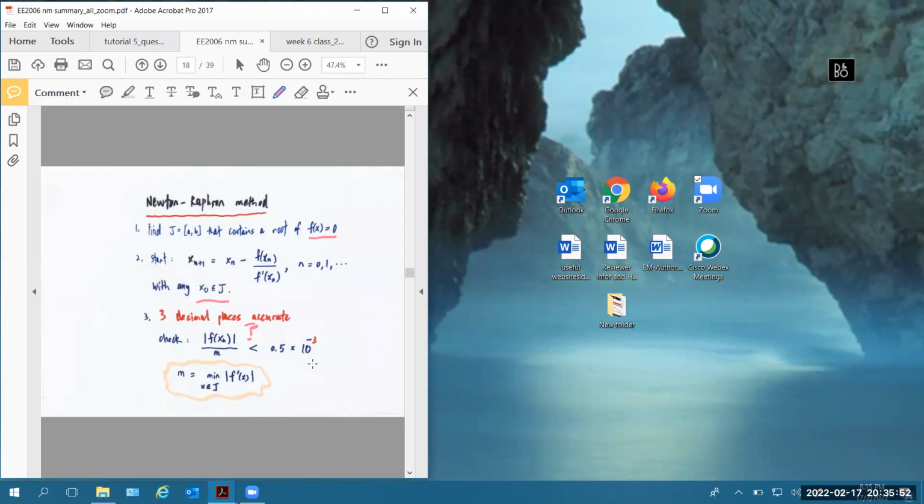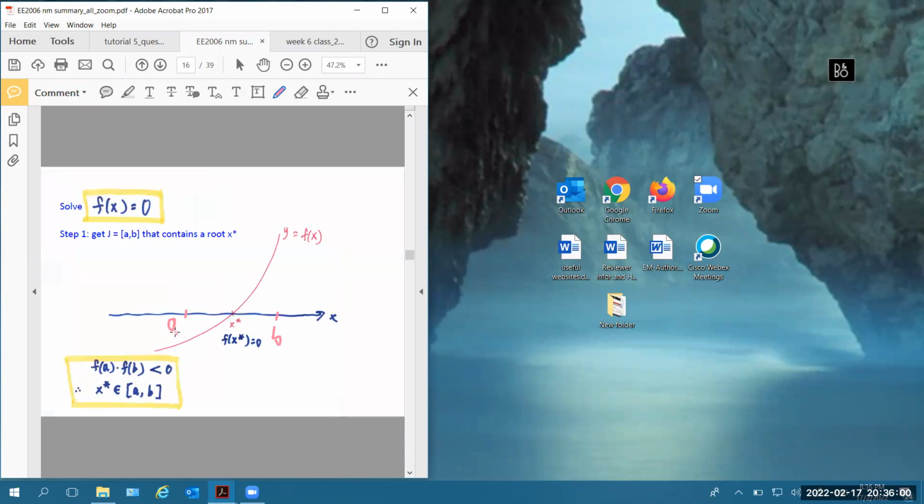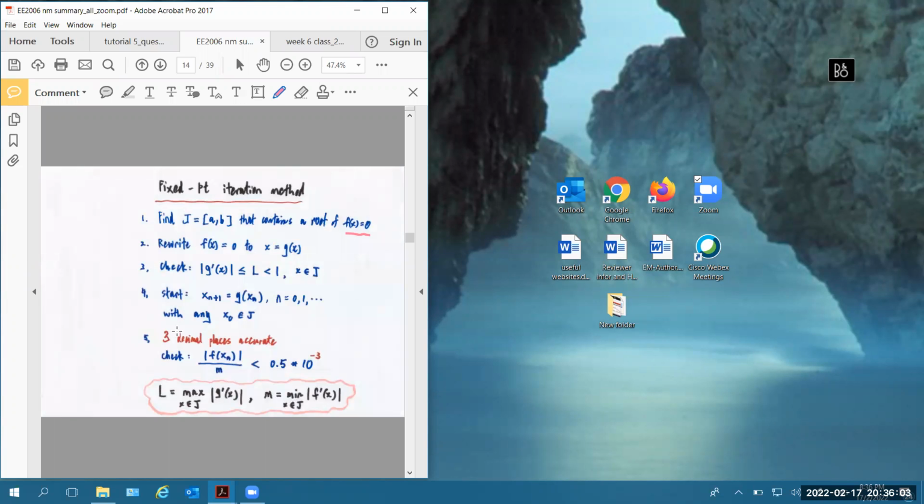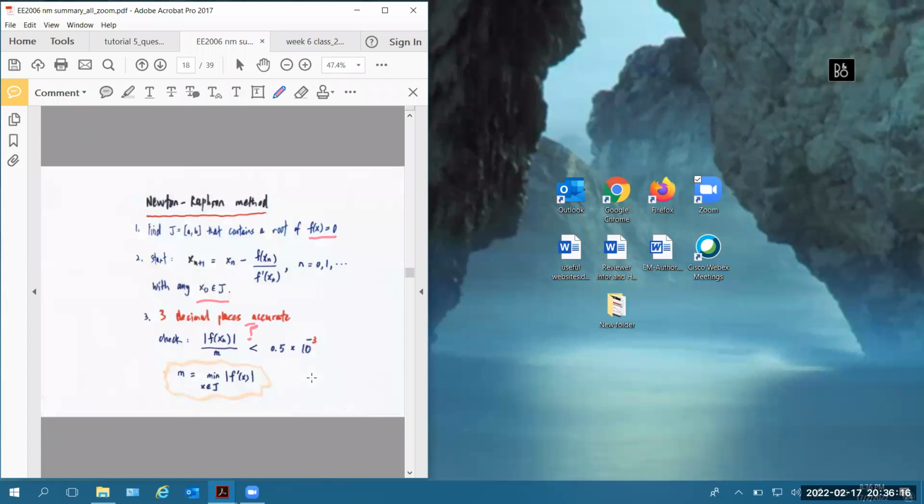So these are the 3 steps. If you look at step number 3, the stopping criteria, you will realize it's the same as the fixed point iteration one. The first step is the same too, and the stopping criteria is also the same. By now you also realize that our Newton-Raphson method has only 3 steps, whereas the fixed point iteration method we did last week had 5 steps. So obviously the Newton-Raphson method is a simpler one.